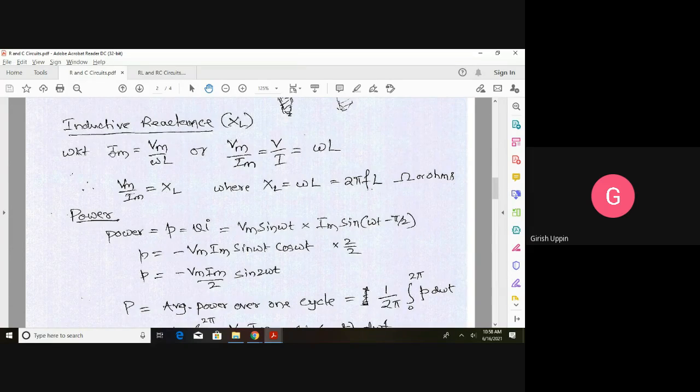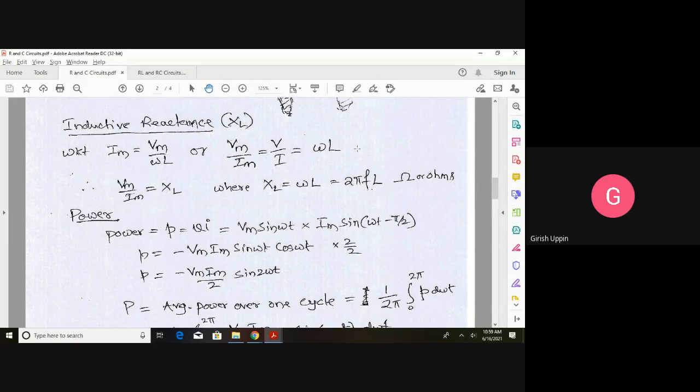From the above equations, we know that Im is equal to Vm by omega L, or it can be written as Vm by Im is equal to omega L. Also we know that Vm is directly proportional to the voltage. If I divide the numerator and denominator by root 2, then Vm by root 2 is the RMS value of the voltage, and Im by root 2 is the RMS value of the current. Therefore, Vm by Im is equal to V by I is equal to omega L, and we also know omega is the angular velocity.